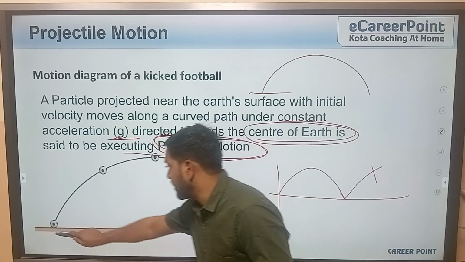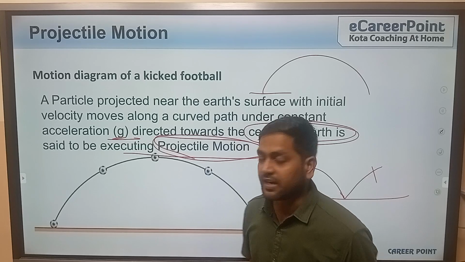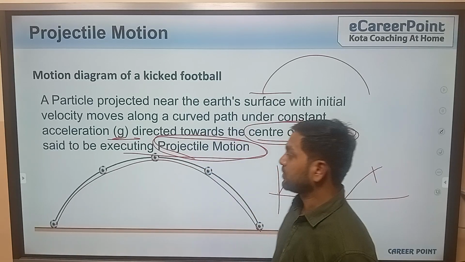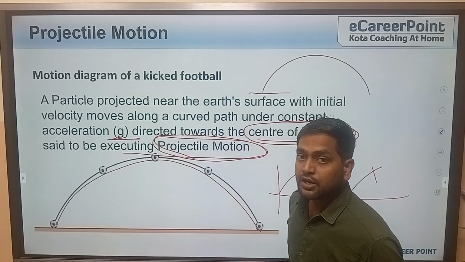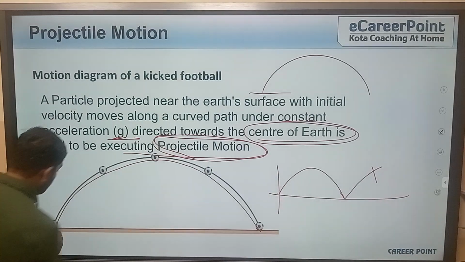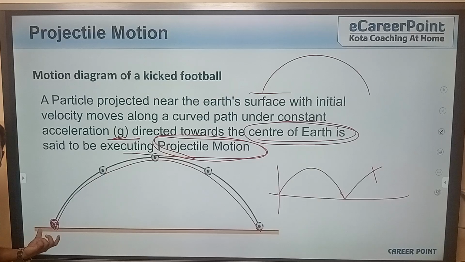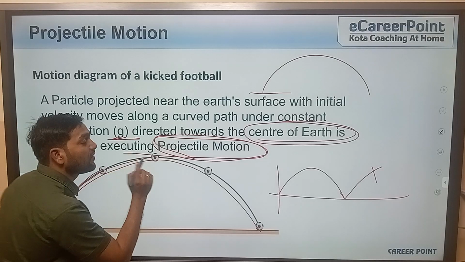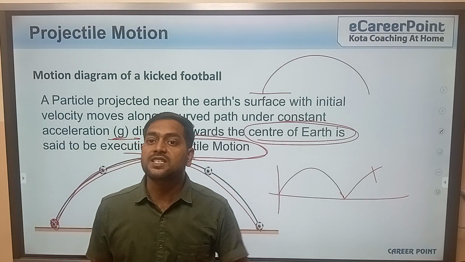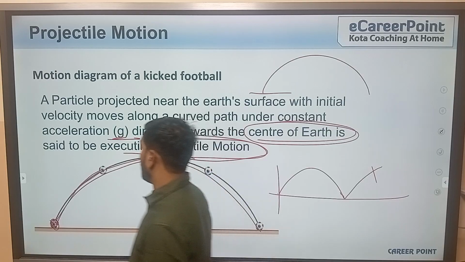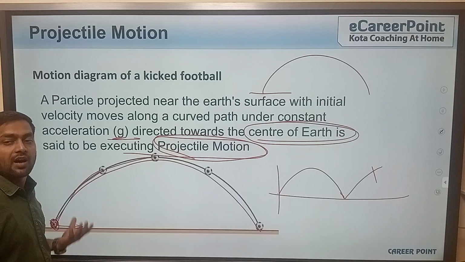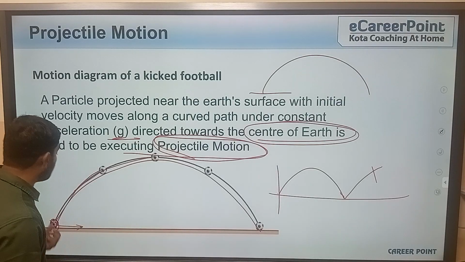Here a person has kicked the ball, right? Then the ball is moving in this direction. Here we have the maximum velocity. It is moving with the maximum velocity from here. Then it is decreasing its velocity along the vertical. Along the horizontal, the velocity is not changing.